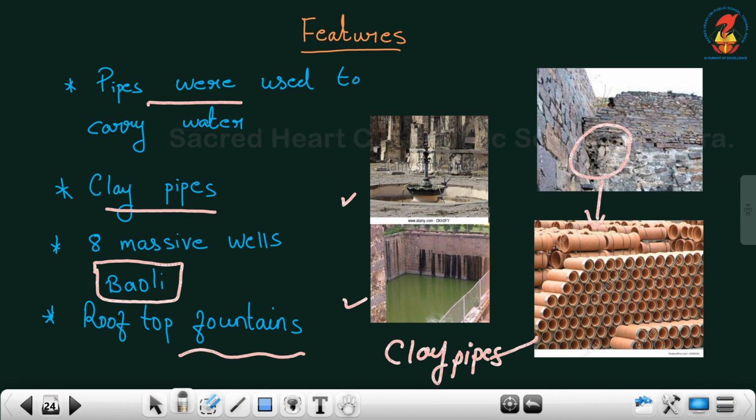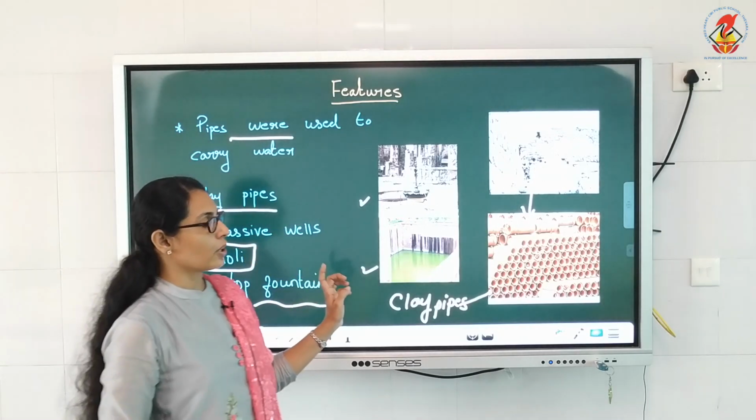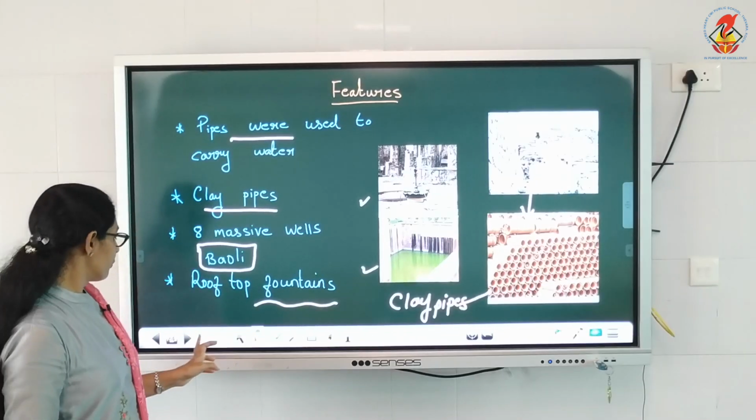Here is the rooftop fountain. From the well the water is taken out using bullock carts and Persian wheel, and through the clay pipes the water is carried towards the fountain and also the different parts of the fort. Okay, so this is the arrangement of the water in the fort.